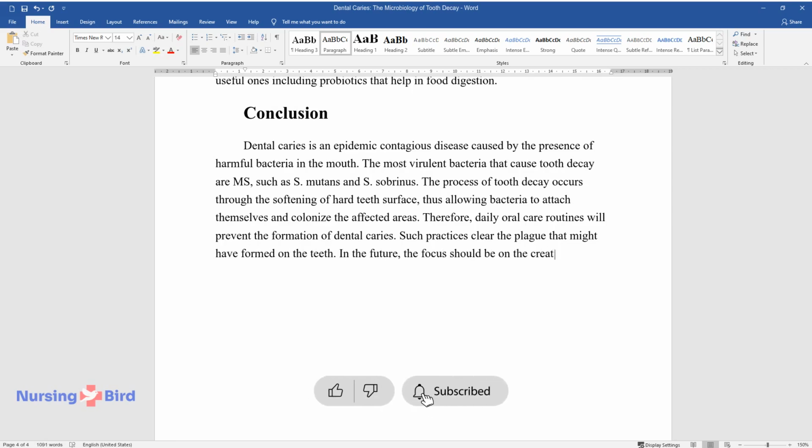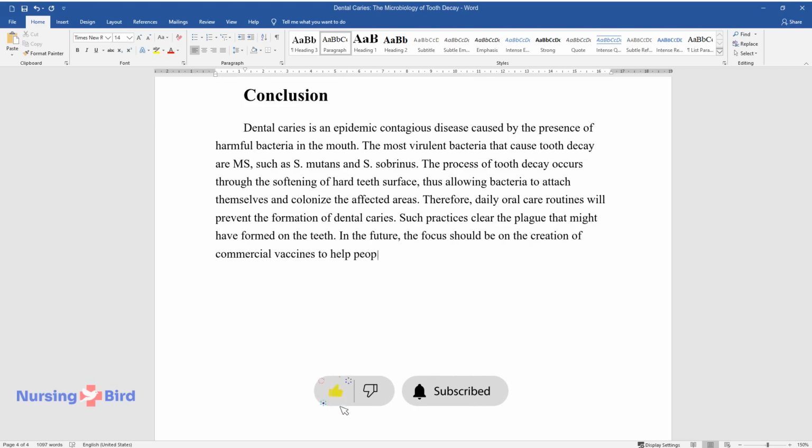In the future, the focus should be on the creation of commercial vaccines to help people fight against microbial activities in the mouth.